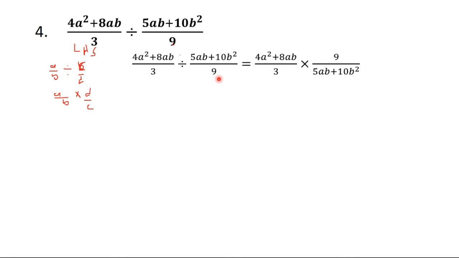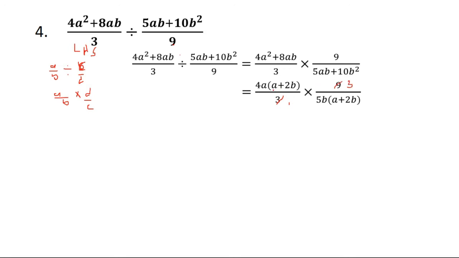Now from here we can continue as we have been doing for the multiplication. So this is what we are going to do. We look for common factors and we cancel out. So first, let's factorize. We can see from here that we can factorize 4a out. So if you factorize 4a out, you are going to have 4a into bracket a plus 2b all over 3 times 9 over, here we factorize 5b out. So 5b into bracket a plus 2b. Now let's cancel out. So 3 will cancel itself 1, cancel 9 3 times.